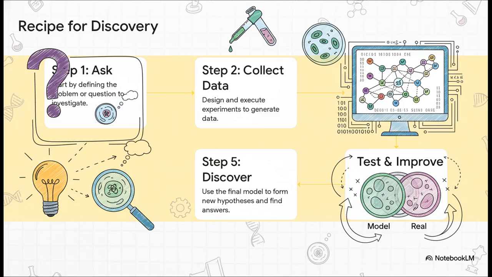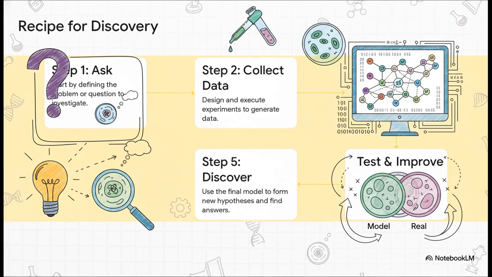Here is our 5-step recipe for discovery. Step 1. You start by asking a big question, like, why is this cell getting sick? Step 2. You go to the lab and collect all the data you need from experiments. Step 3. You use that data to build a model of this cell on a computer.